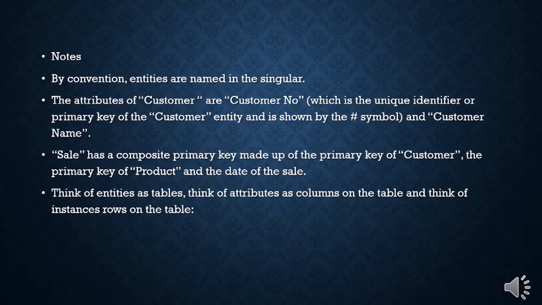Now let's talk about the sale entity. It has a composite primary key. That means its unique identifier is made up of a combination of the customer number from the customer entity, the product code from the product entity, and the date of the sale. Think of entities as tables, attributes as columns, and instances as rows in those tables.